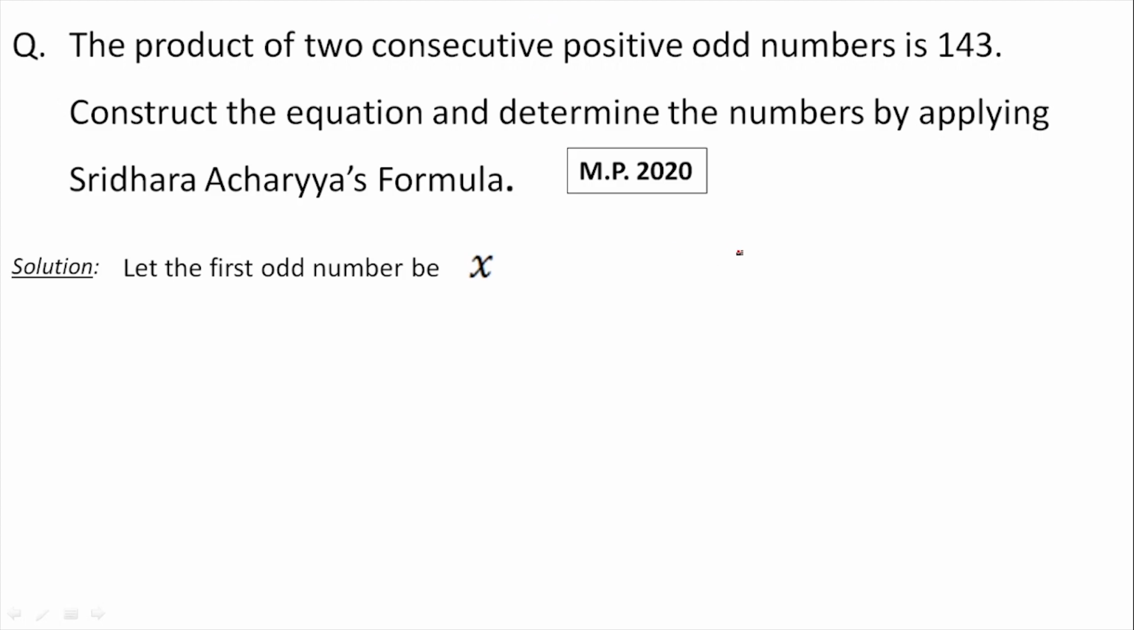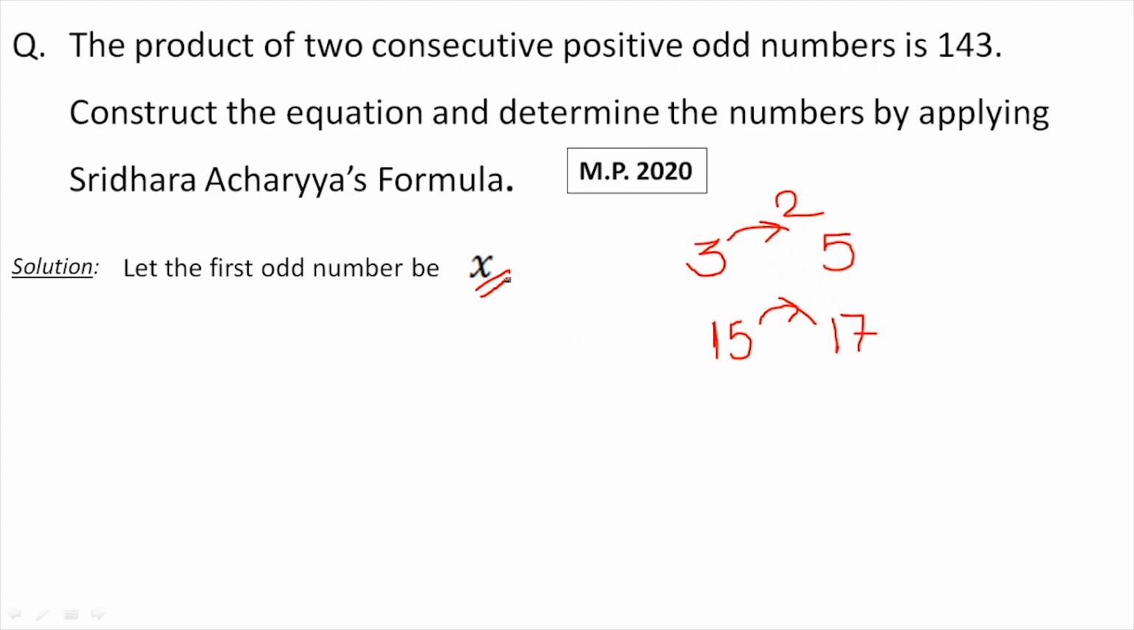Now suppose, let's randomly say the first number is 3, it has to be odd. So what will be the next odd number? The next odd number is 5. Likewise, suppose the first number is 15, this is also an odd number, so what will be the next consecutive odd number? It will be 17. So every time we can see that there is an addition of 2. 3 plus 2 will give us 5, 15 plus 2 will give us 17. So whenever you take two consecutive odd numbers, when you add 2 to the first number, you'll get the second number. So here also we'll do the same thing.